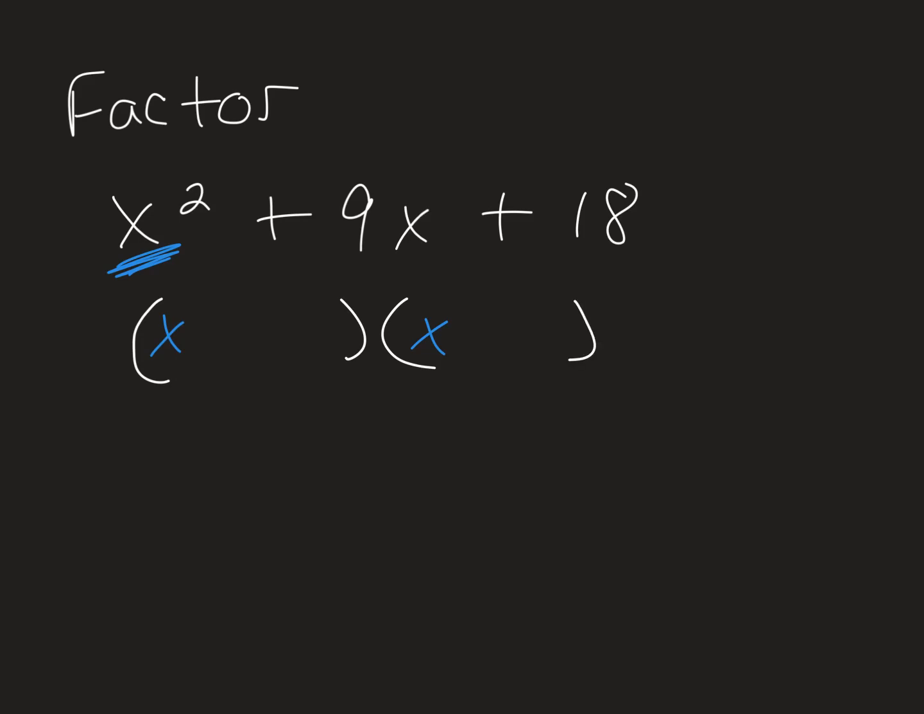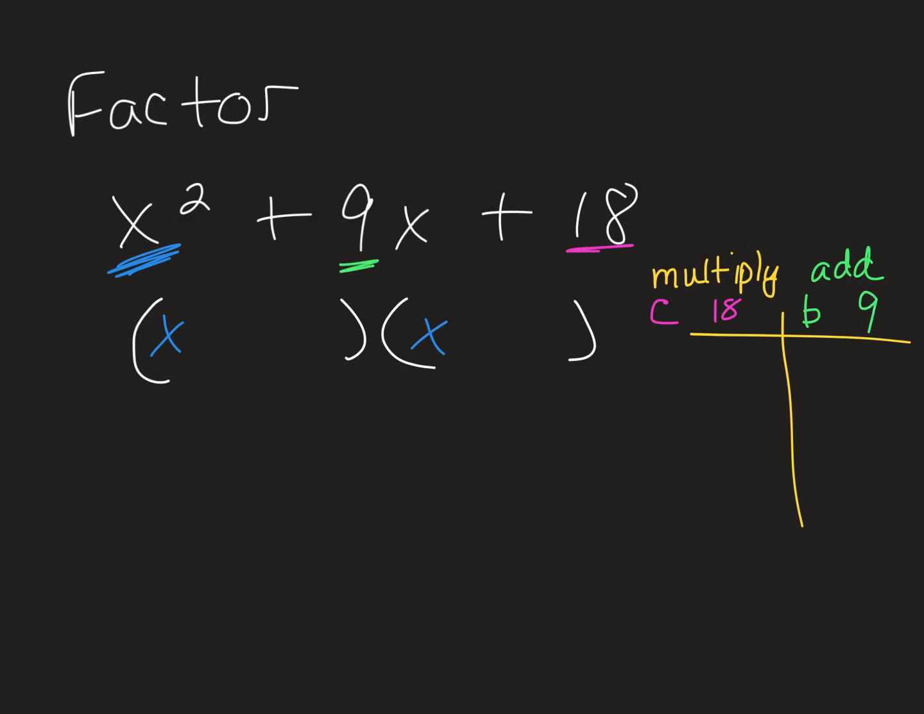And so step 2, I'm going to make a table to make it a little bit easier. So what can I multiply to get C? So in this case, C is 18. So what did I multiply to get 18? The same two numbers also need to add to get B, which in this case is going to be 9.